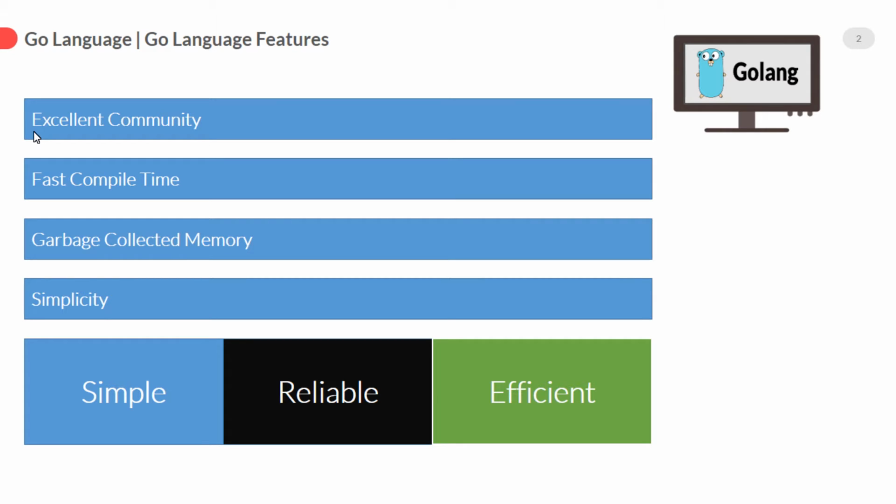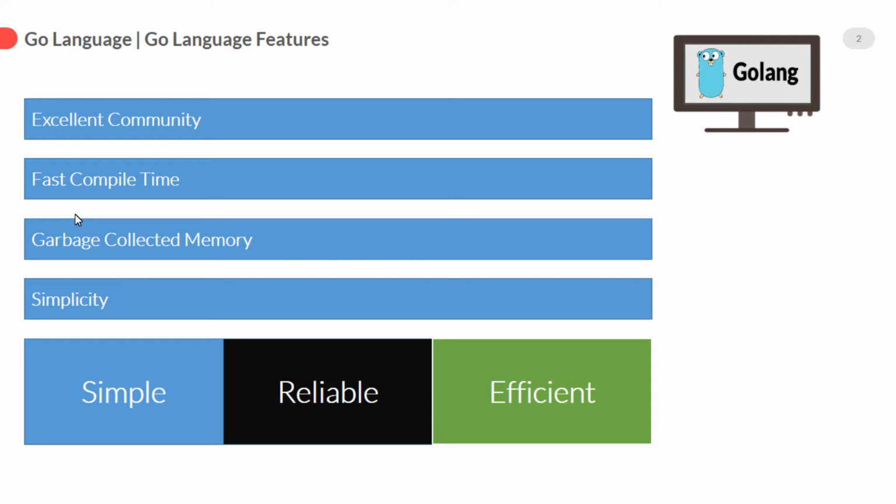Excellent community is the first feature because Go is developed by Google. Fast compile time, which I like the most in the case of Go language. Garbage collected memory, it means that you do not need to manage your memory, and because of that Go is a very simple language.